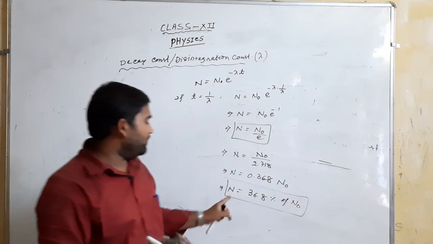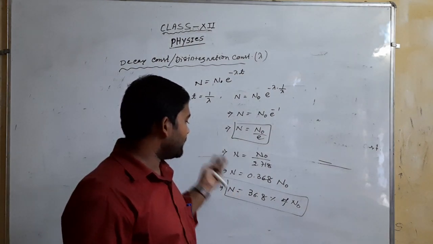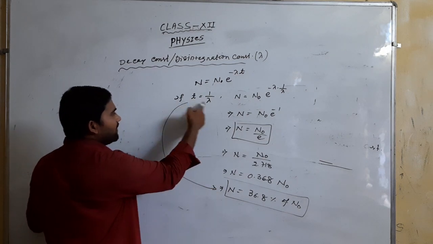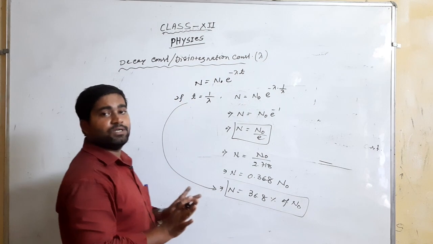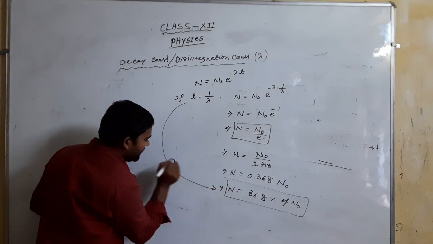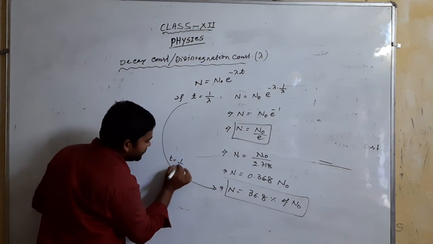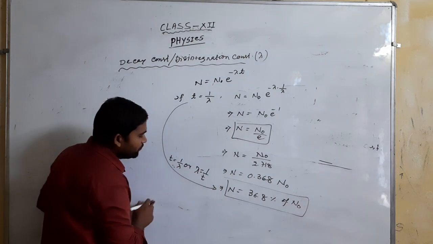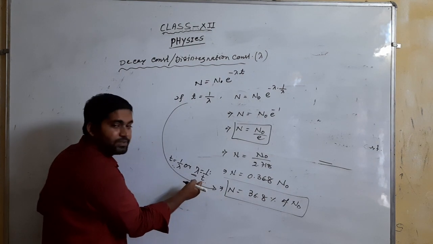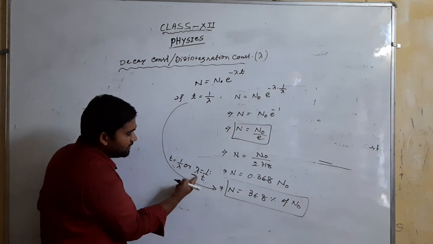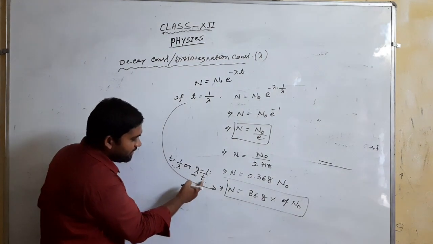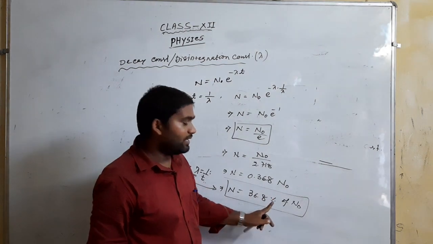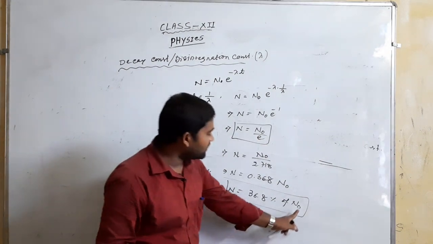What is the meaning of N equals 36.8% of N naught? That means if we replace t by 1 by lambda, we want to define lambda. So T equals 1 by lambda, or simply I can write lambda equal to 1 by t. So the decay constant is just the reciprocal of time, the time at which 36.8% of the sample remains from its initial value.